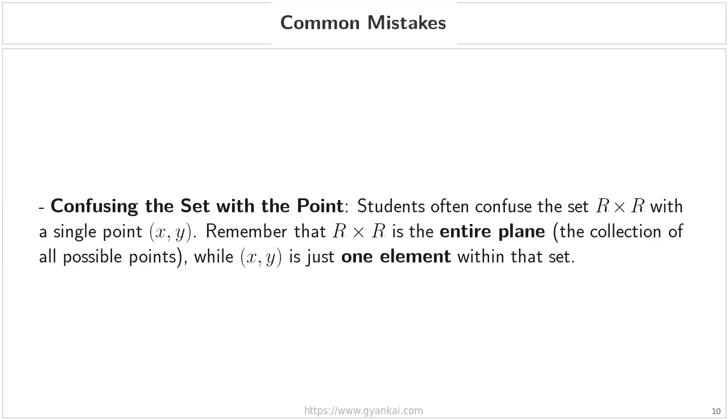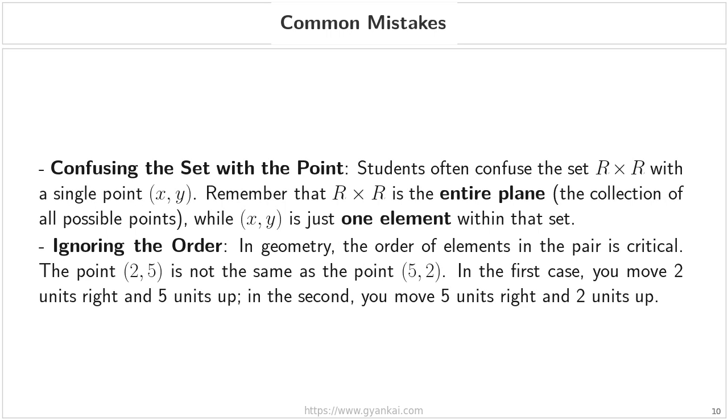Second, never ignore the order of the elements. In geometry, the ordered part of ordered pair is absolutely critical. For instance, the point 2, 5 is not the same as the point 5, 2. If you look at the first pair, you move 2 units along the horizontal x-axis and 5 units up the vertical y-axis. But with the second pair, you move 5 units right and only 2 units up. As you can see, they land in completely different locations.